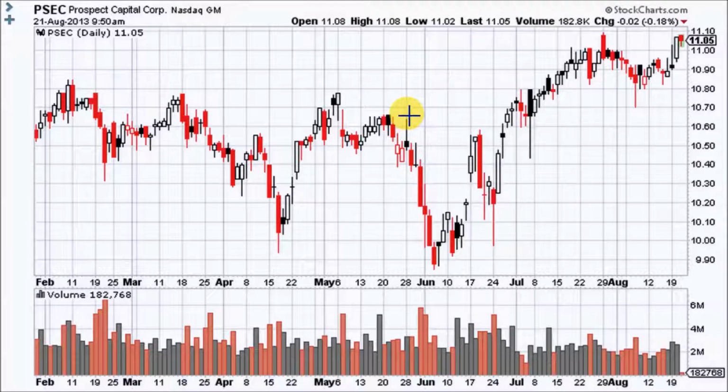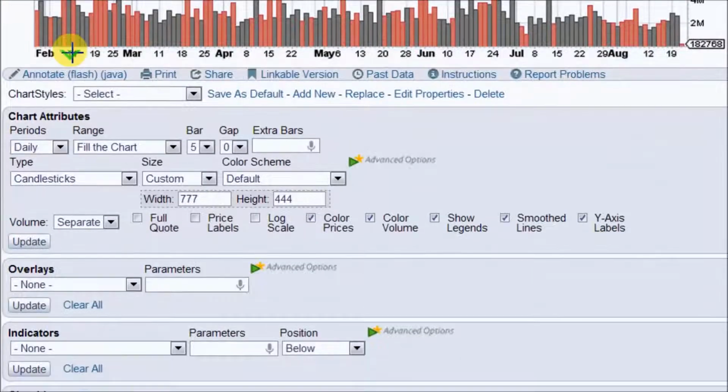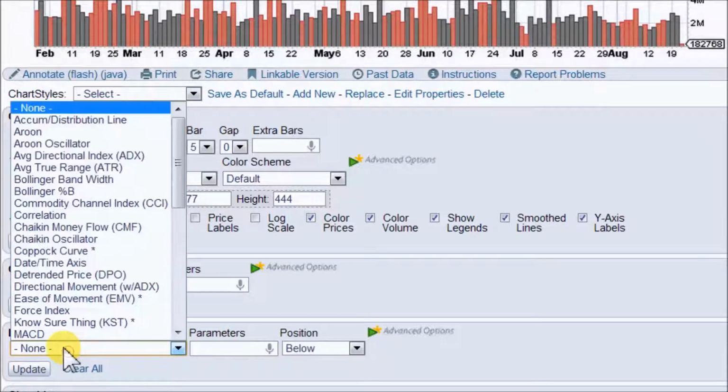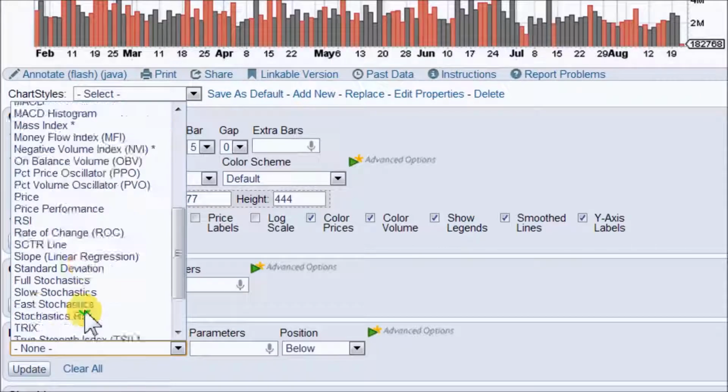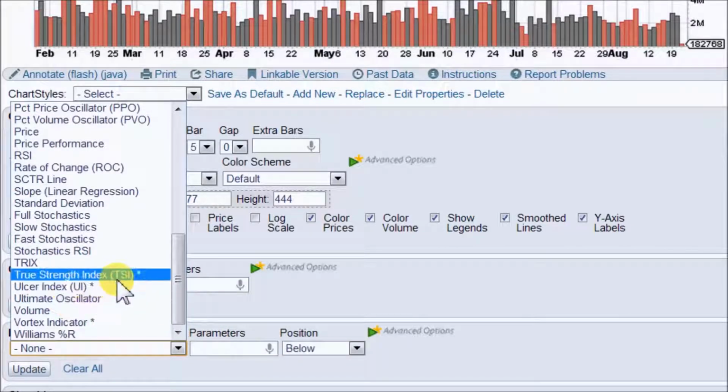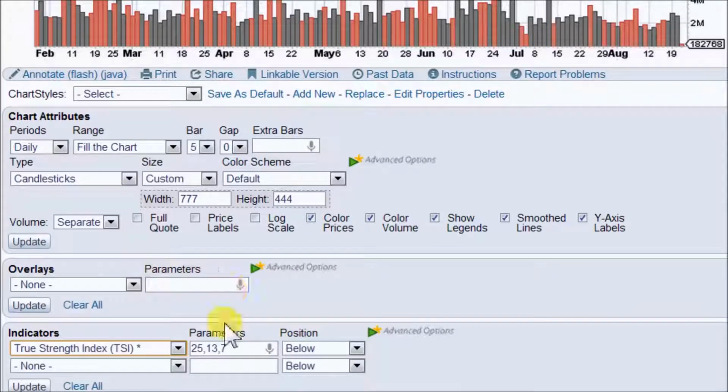So let's go ahead and load up TSI on this chart for PSEC here at StockCharts.com. If you scroll down into the chart attributes area at the very bottom, click in the indicators box and scroll all the way to the bottom, and the True Strength Index, or TSI, is right there.